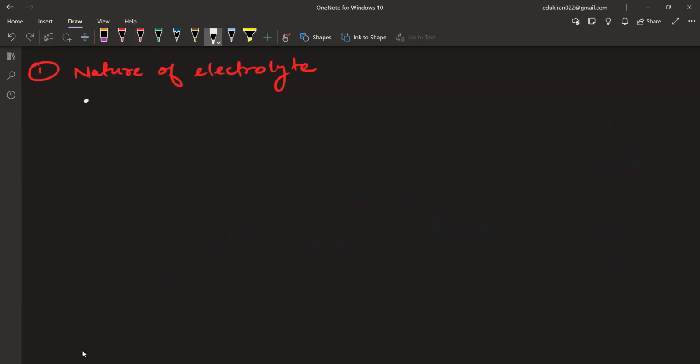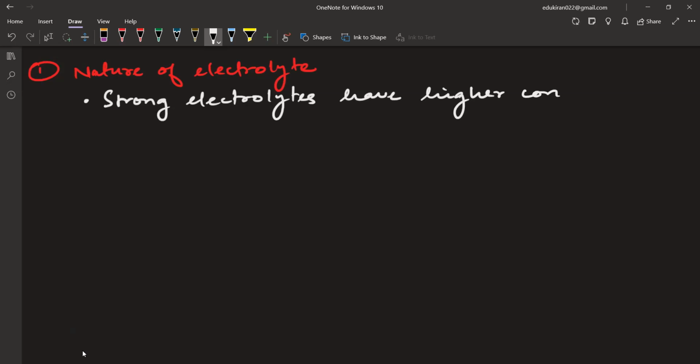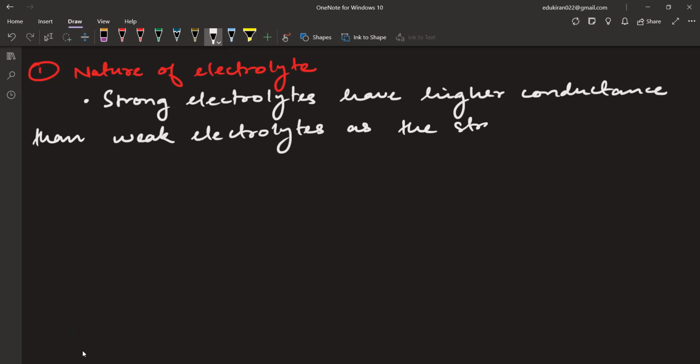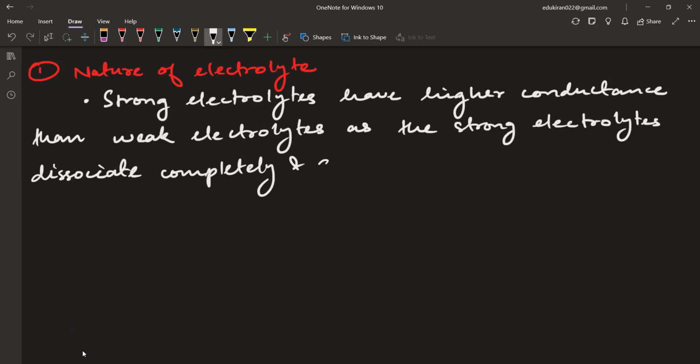In this, what will we write? Strong electrolytes have higher conductance than weak electrolytes, as the strong electrolytes dissociate completely and give more ions.